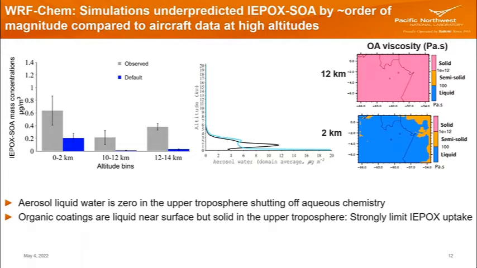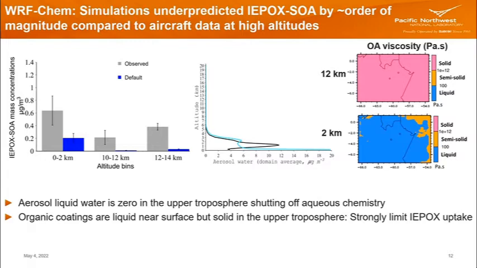But the main thing was, if you look in the upper troposphere, like 10 to 12 kilometers or 12 to 14 kilometers, there the model really struggled. The IEPOX SOA which the model predicted was 10 times lower than measurements, and that was a huge discrepancy. And there were very real reasons for that. If you look at the viscosity plot, near the surface it is all liquid-like, but at 12 kilometers altitude the organic aerosol is solid. So if the aerosol is solid, you have very strong diffusion limitations. IEPOX will not be able to go through the shell of solid organic aerosol and then react with whatever is in the core. That was one thing.